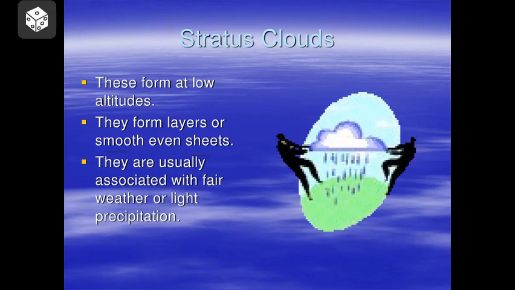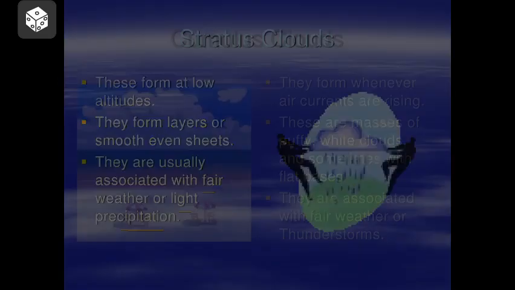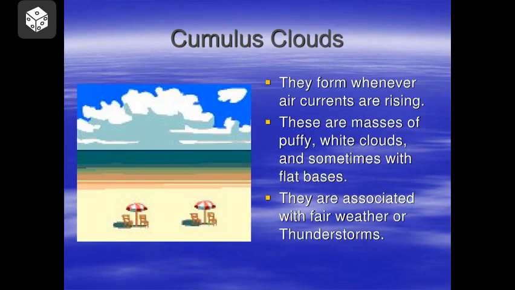What type of weather do you get with this group? Well, it's kind of an either or. You can go outside on a day where there's stratus clouds. It could be nice, fair weather, but these can also be storm clouds. Now, normally the type of weather that comes with it is light rain or light snow, light precipitation. So that's stratus clouds.